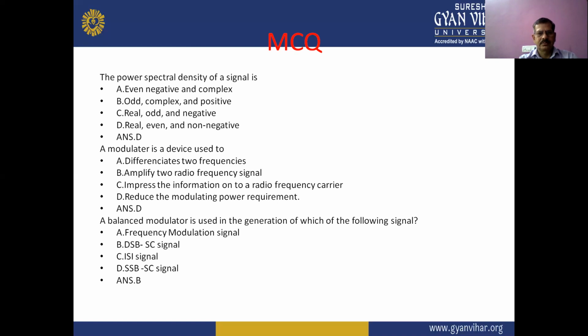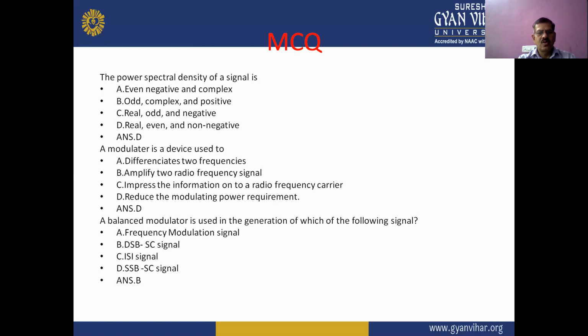In next, a balanced modulator is used in the generation of which of the following signals? Option A, frequency modulated signal. Option B, DSB-SC signal or double sideband suppressed carrier signals. Option C, ISB signals. And option D, SSB-SC signals. So here the correct answer is option B.